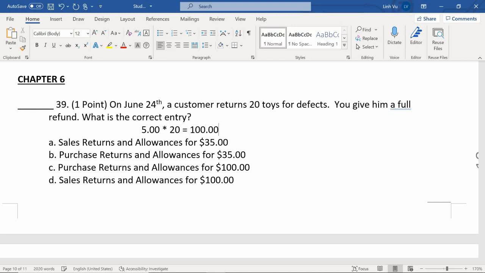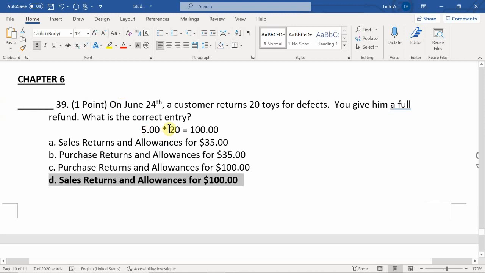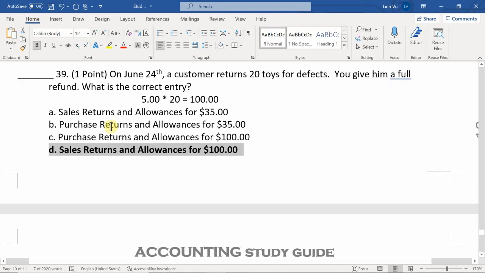$100. So in this case, am I going to do a sales returns and allowances for $35? No. A purchase returns and allowances for $35? No. A purchase returns and allowances for $100? No, because you would do D, right? Because we're dealing with a customer. They're getting a full refund because we sold items to them. So make sure you use the selling price, not the cost price. And you should get D as your answer.